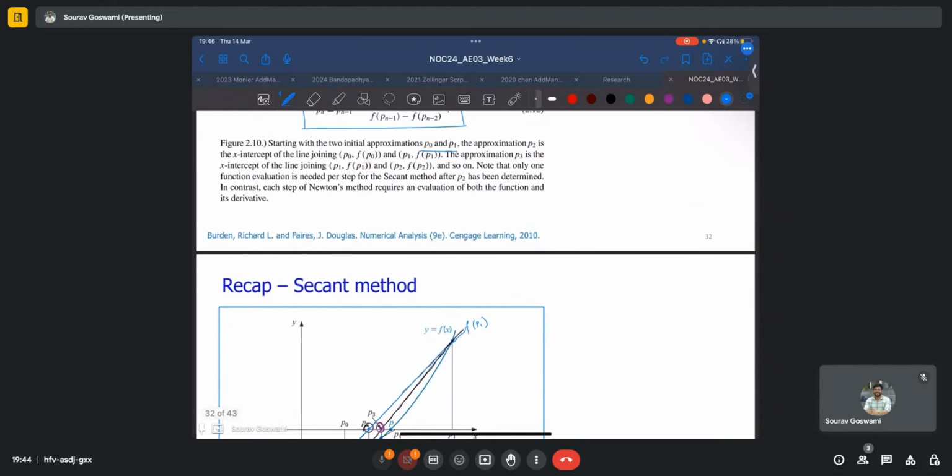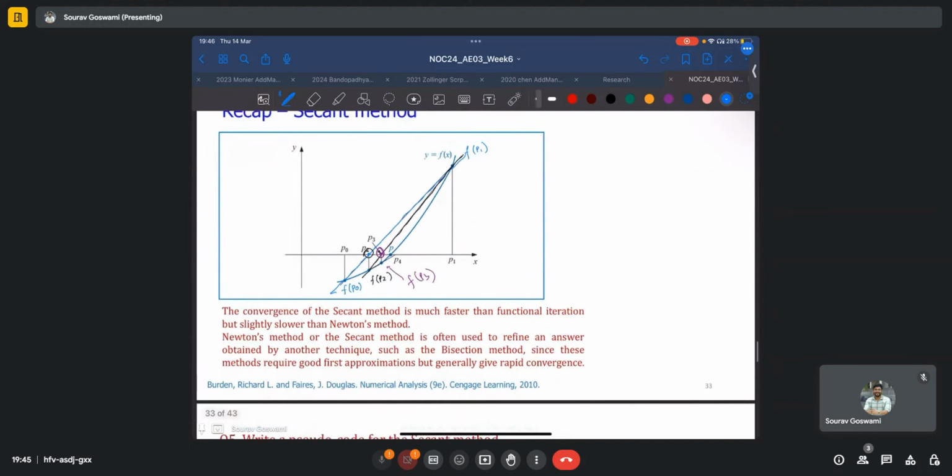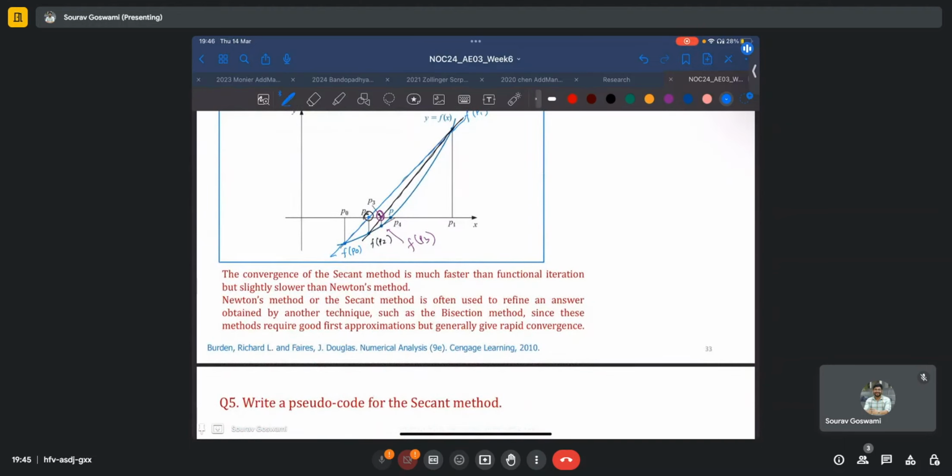And only one function evaluation is needed per step for the second method after P2 has been determined. Whereas in contrast, each step of Newton's method requires an evaluation of both the function and its derivative. The convergence of the second method, while faster than a few iterative methods, is slower than Newton's because Newton's has usually quadratic convergence.